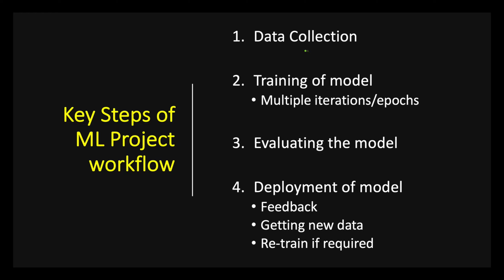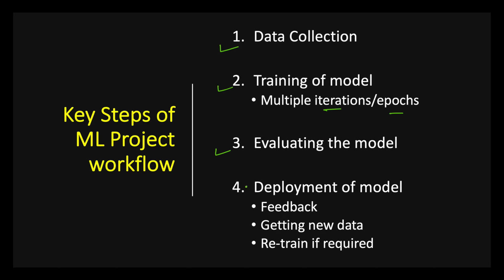First stage is data collection, because learning happens when you have data. If you don't have data, you cannot train a model. So the first stage is data collection, then training of the model once you have the data and you have pre-processed it. And this training will take multiple iterations, multiple epochs. So your model will pass through the training data multiple times, and in each iteration, it will try to move towards convergence. Then you will evaluate your model on some unseen data, whether it's performing well or not.